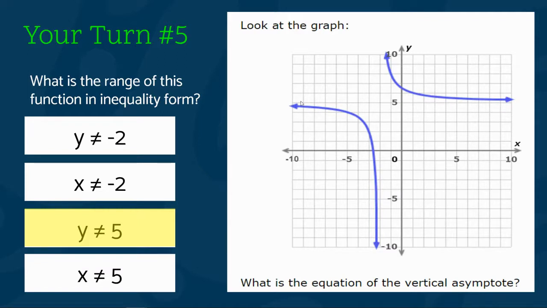So it's going to be really, really close to coming to 5, but it will never actually touch. So you will not have an x of -2, and you will not have a y answer of 5.